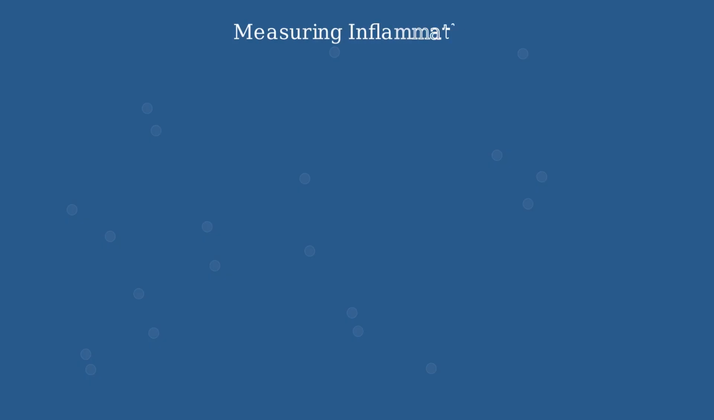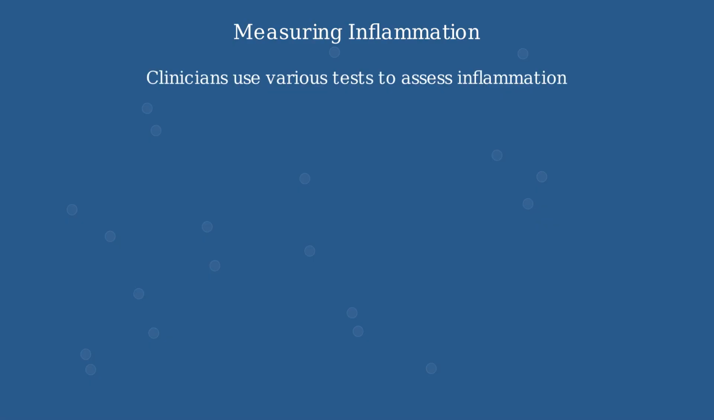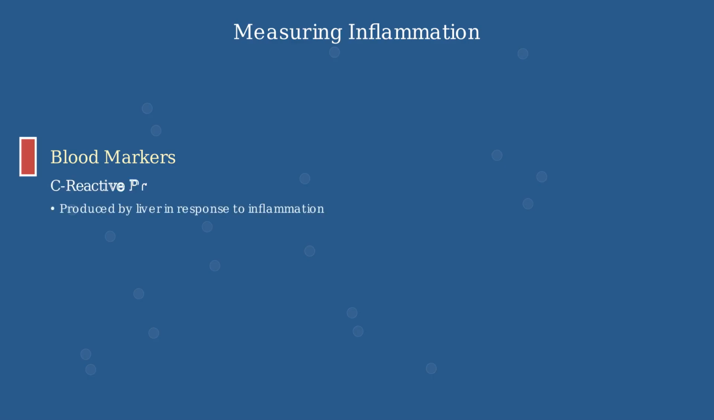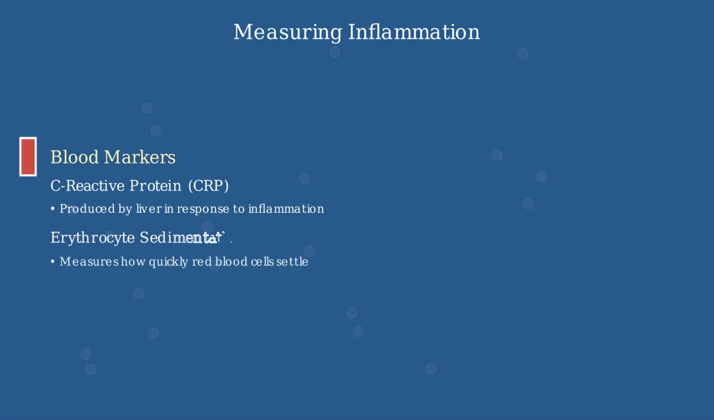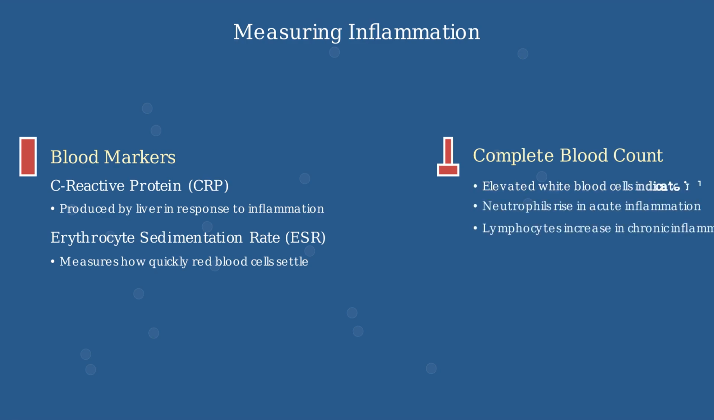Clinicians assess inflammation through various laboratory and imaging tests. C-reactive protein and erythrocyte sedimentation rate are key blood markers that measure systemic inflammation. A complete blood count can reveal elevated white blood cells, with specific patterns indicating the type and severity of inflammation.